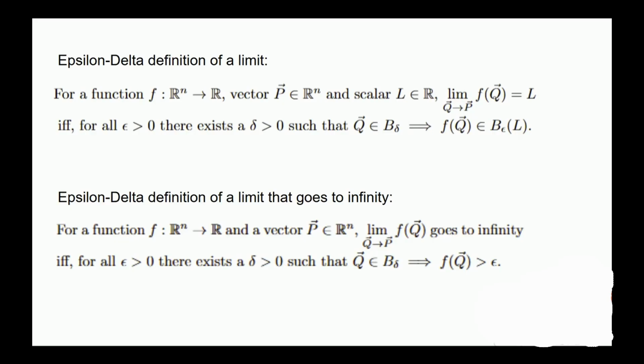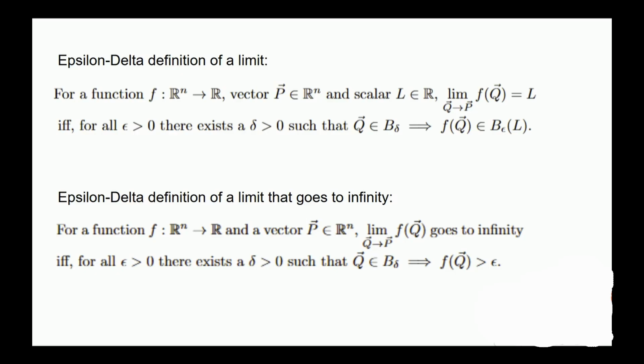Then I will just make one brief note. While this is the general epsilon delta definition of a limit, we will be wanting to show that a certain limit goes to infinity. While this would usually mean that it doesn't exist and so we can't use the above definition, there is a slightly modified definition to make it work. In this case, it remains mostly the same, but instead of it needing to be the case that f of q is in the open ball of radius epsilon of L, it just needs to be the case that f of q is greater than epsilon.